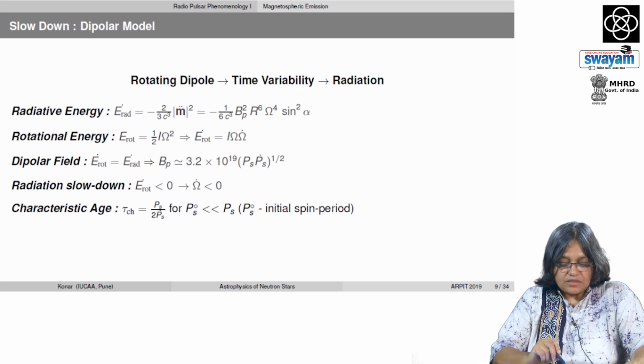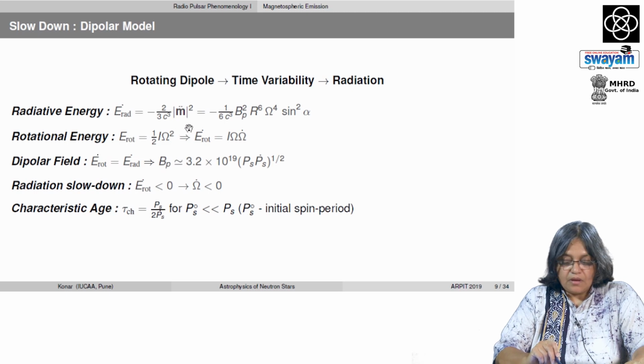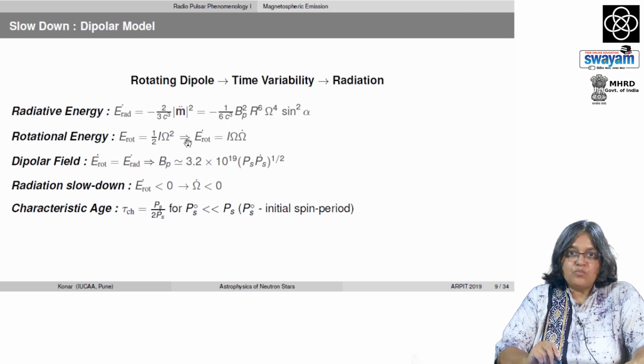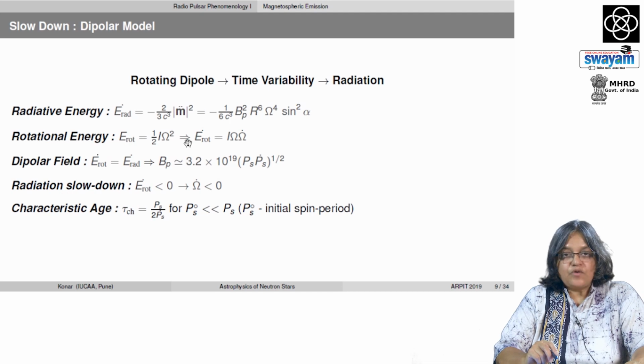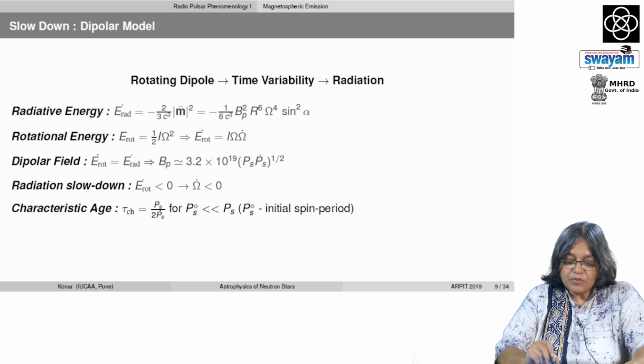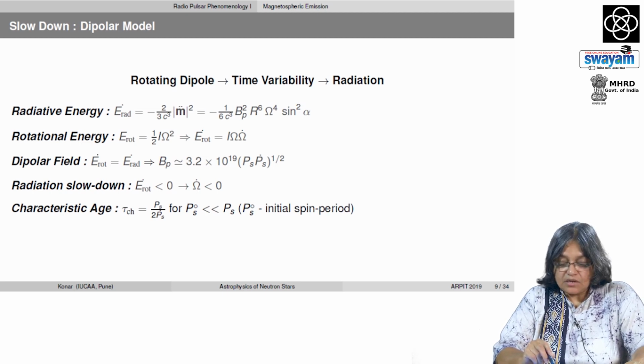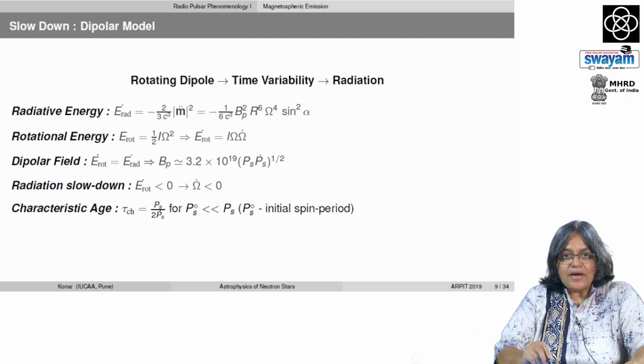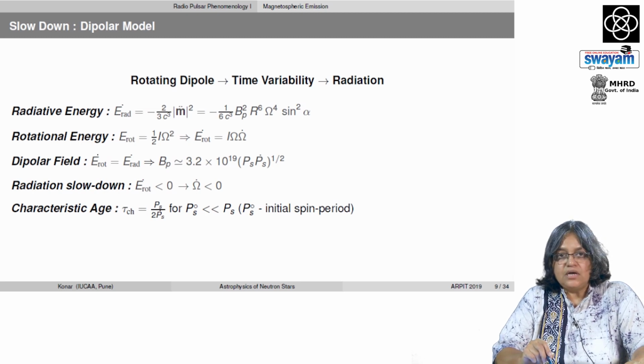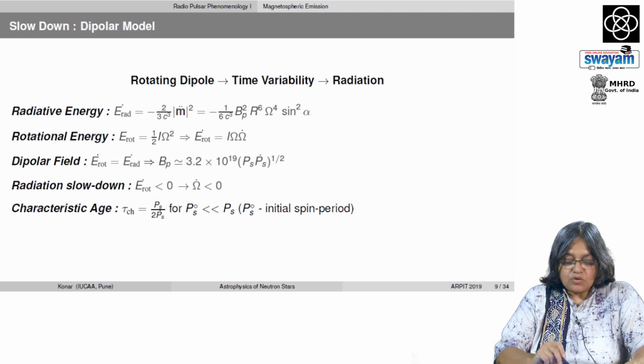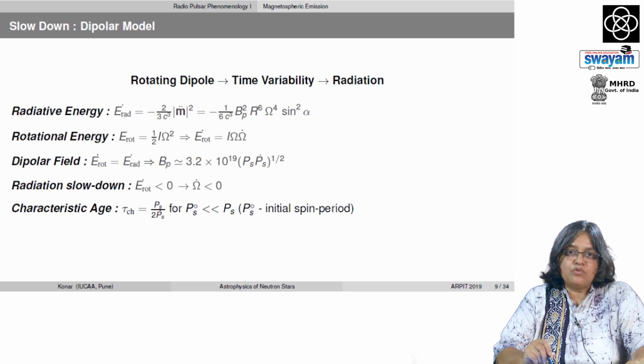Now, the radiative energy for a pure dipole configuration is proportional to the square of the double derivative of the magnetic moment, which becomes proportional to B squared. Again, B is the surface polar field, and omega to the power 4, where omega is the rotation frequency. Now, the rotational energy derivative is given by I omega omega dot, where I is the moment of inertia of the neutron star.